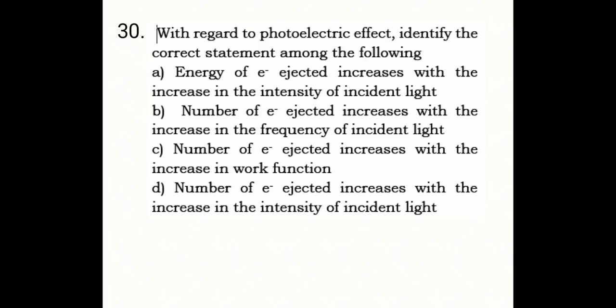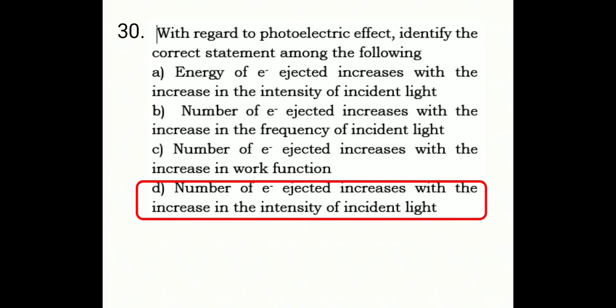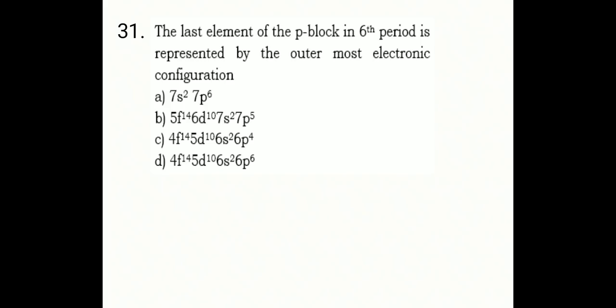Then 30th, a very direct question: the number of electrons ejected increases with the increase in intensity of the incident light. Then the last element of the p block, 6th period, represented by the outermost electronic configuration. See, 6th period means 6s, 6p should be there, and the last element, so 6p6 is the answer. So the answer is D.